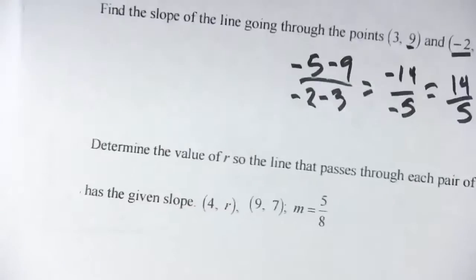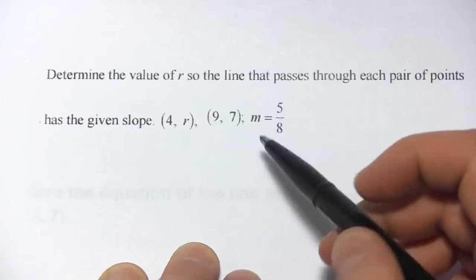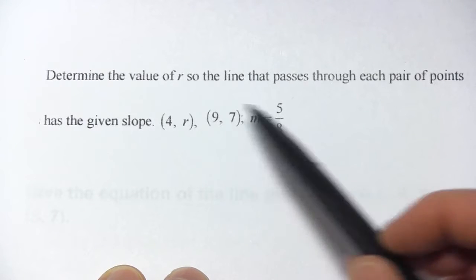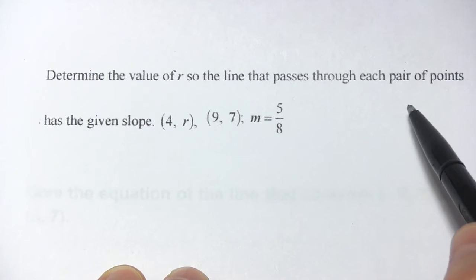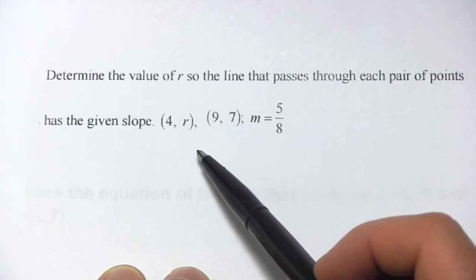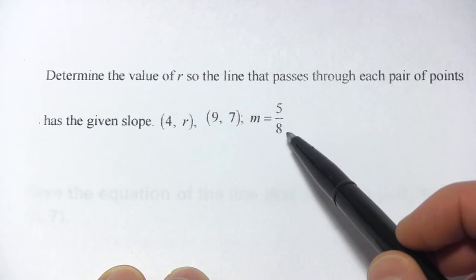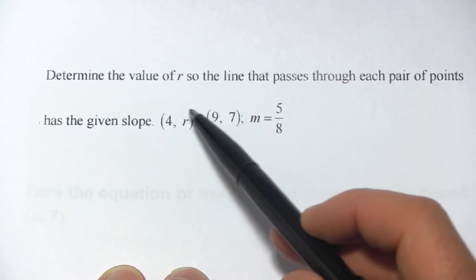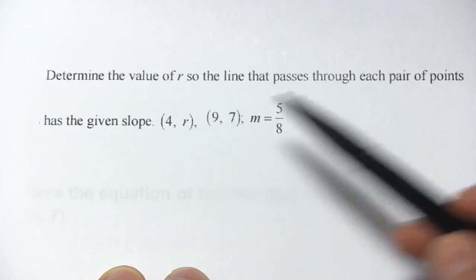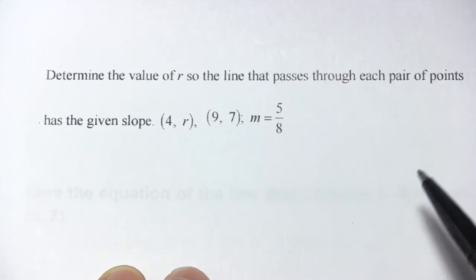All right, one more. And this last one is a tricky one. In this last one, we're supposed to determine the value of r so that the line that passes through each pair of points has the given slope. So we've got 2 points and we've got a slope. And one of the points is missing a value. It's just got an r as a placeholder, and we have to solve for that r.